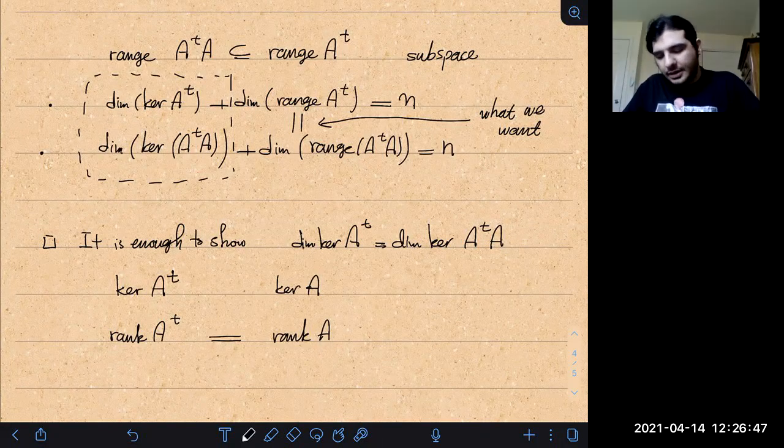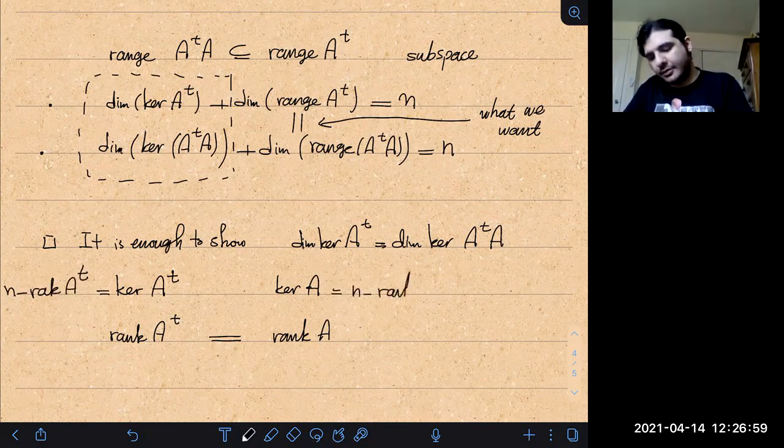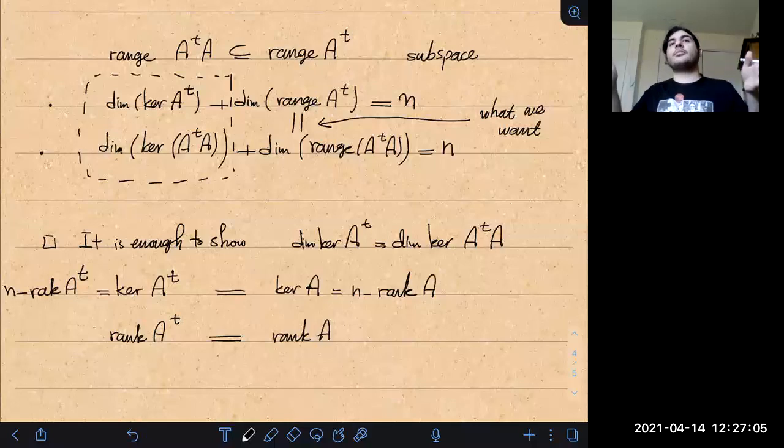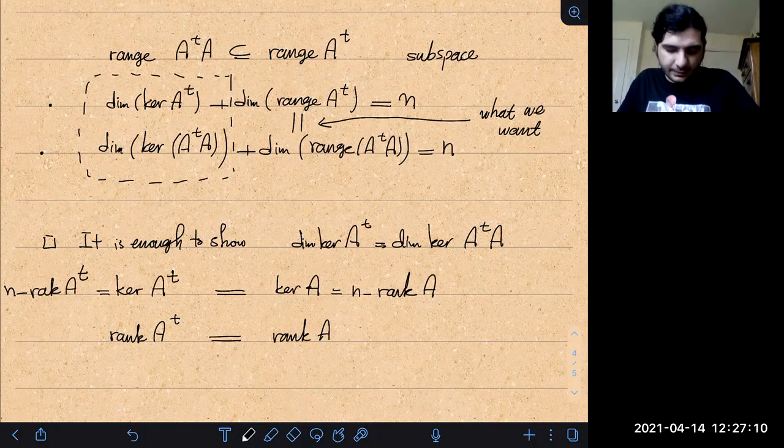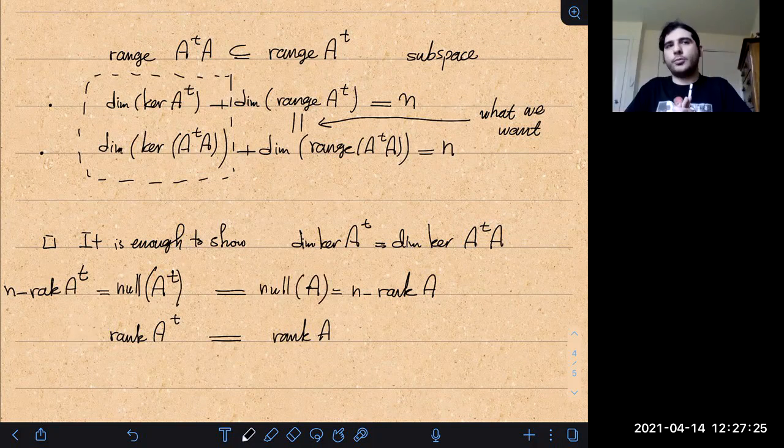On the other hand, the dimension of the kernel of A transpose is equal to n minus the rank of A transpose, and the dimension of the kernel of A is n minus the rank of A. If the rank of A is equal to the rank of A transpose, then n minus those numbers should be equal. So the dimension of the kernel, let's call it nullity, should be equal, right? That's something we know.